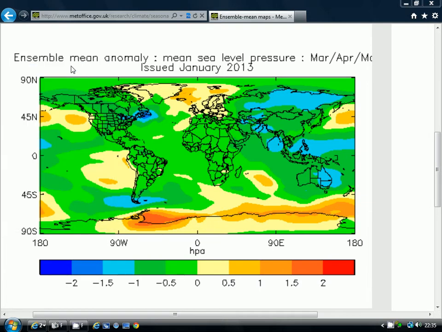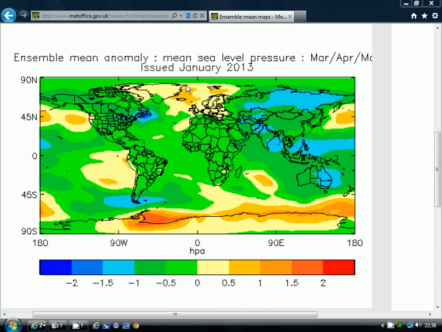So we're going to start off with the ensemble mean anomaly for sea level pressure from the UK Met Office. So this is an anomaly mean for March, April and May, the spring of 2013 from the UK Met Office. We can see that the model is predicting high pressure up to the north, an anomalous area of above average pressure here to the north of the British Isles through Iceland and in towards the east of Greenland. It's also going for below average pressure, low pressure, more to the south through parts of Spain and Portugal and into the mid-Atlantic as well.